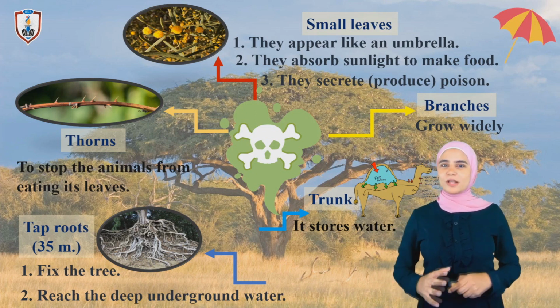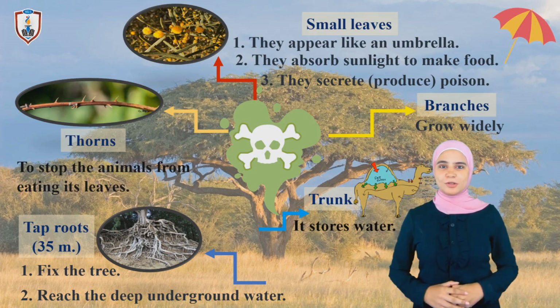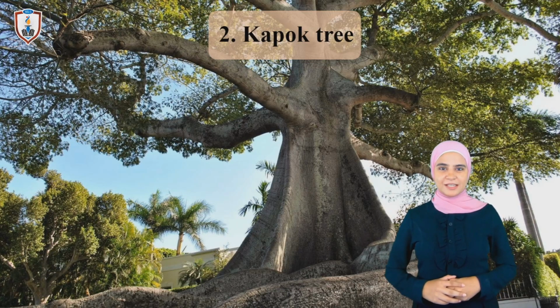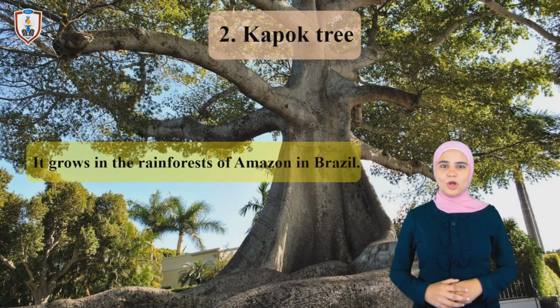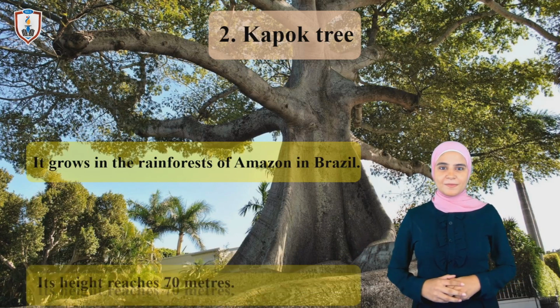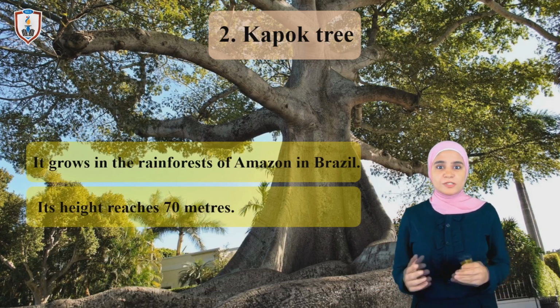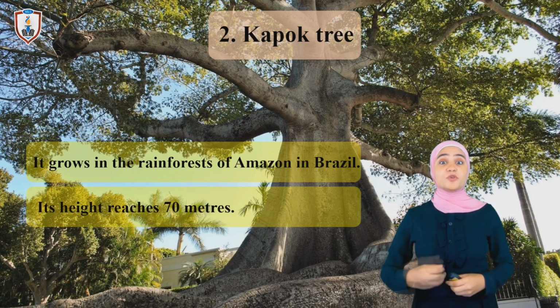Well, let's move to another plant which can also take the shape of an umbrella, which is called kapok tree. This tree can grow in the rainforest of Amazon in Brazil. Its height reaches 70 meters. Whoa, 70 meters? This means that it's very tall.